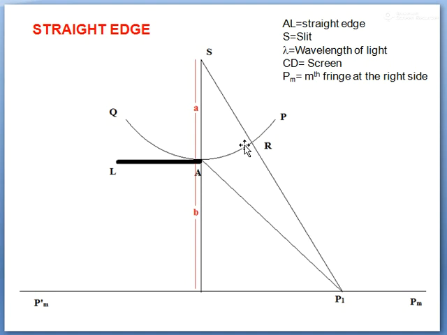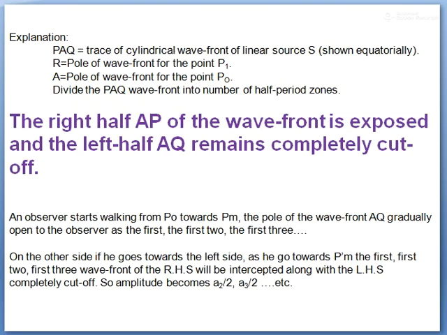simultaneously. তাহলে যত এইগুলো কভার্ড হবে তত আমার হাফ পিরিয়ড জোনগুলোর ইন্টেন্সিটি গুলো আরো কমবে, কারণ হচ্ছে ইনক্লিনেশন ফ্যাক্টর বাড়বে, রাইট? তাহলে এবার এক্সপ্লেনেশনে আসি। The right half AP of the wavefront is exposed and the left half AQ remains completely cut off. ধরে নাও an observer, he starts his walking from P0 towards PM.